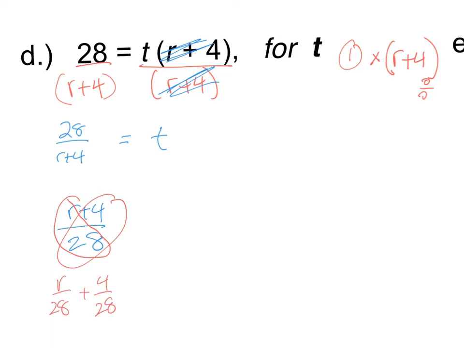But the one above, you can't break up the 28 into 28r over 28 plus 4. You want to leave it like this, even though at some point you would be able to break it up, but we're just going to leave it like this. And the reason that you would break it up is a little bit further math that you're not going to have to worry about. So this here is the answer.